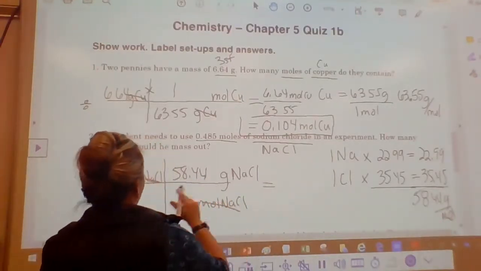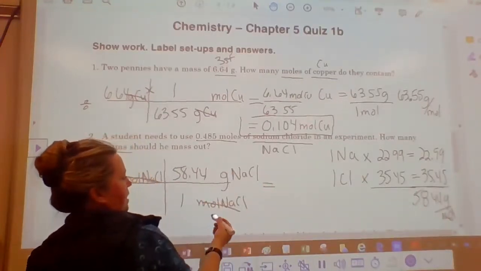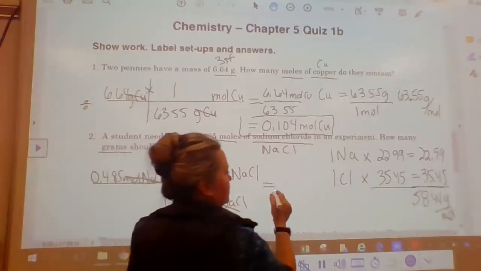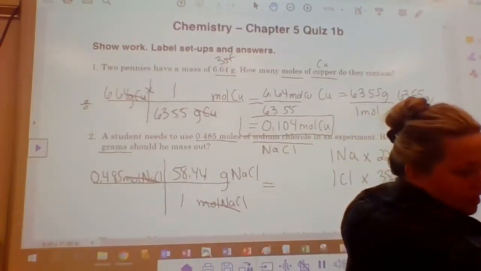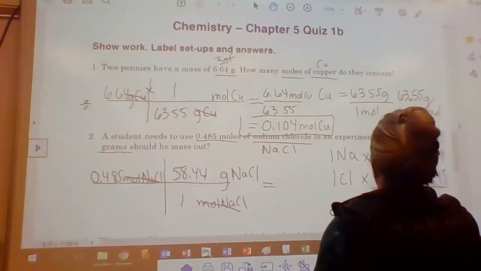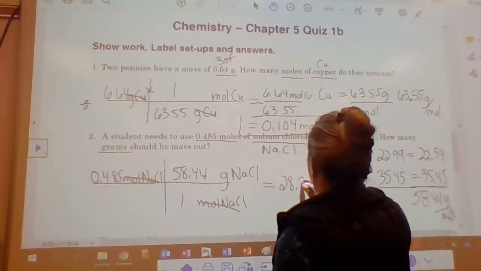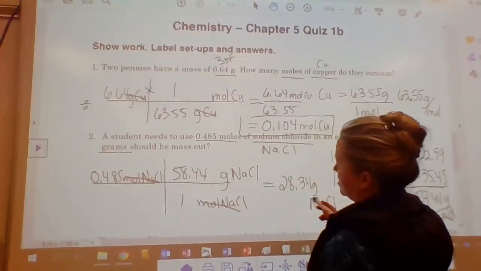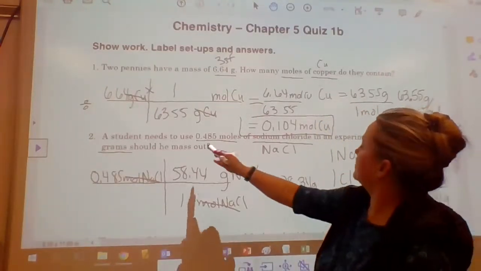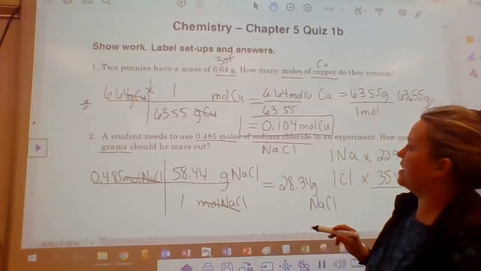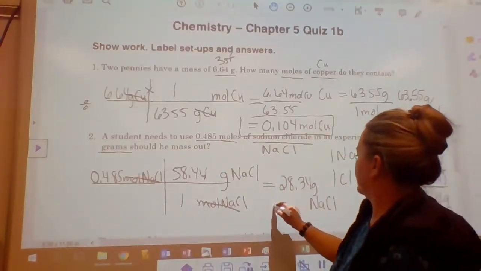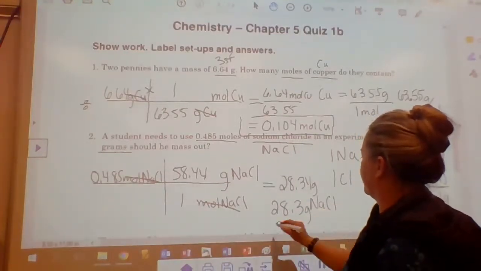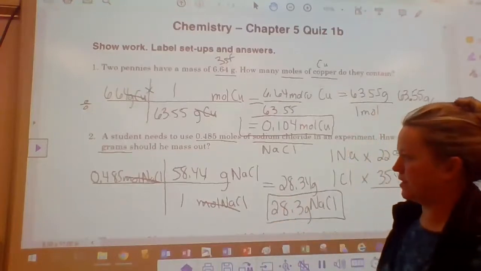Okay, so I'm going to go ahead and multiply across, divide top to bottom. Since there's only a 1 down here, I don't need to divide that. I can just multiply across. So I multiply across and should come up with 28.34 grams of NaCl. Check my sig figs. I have 1, 2, 3 sig figs here. So I'm going to go ahead and write this as 28.3 grams of NaCl with the correct number of sig figs.